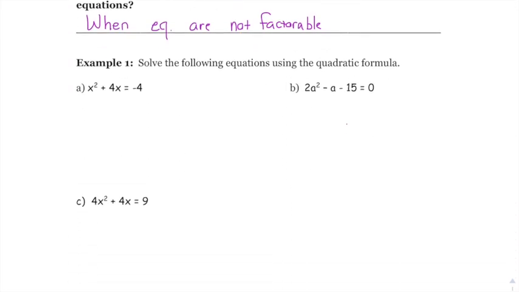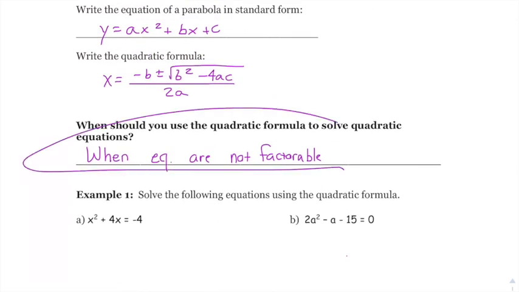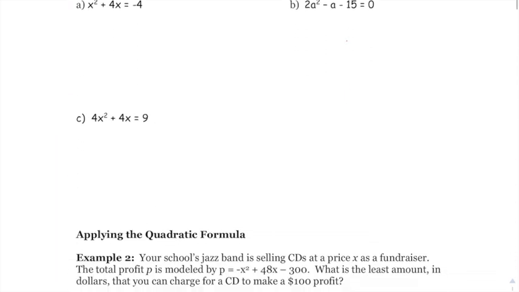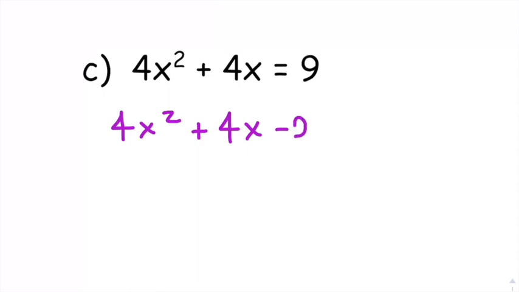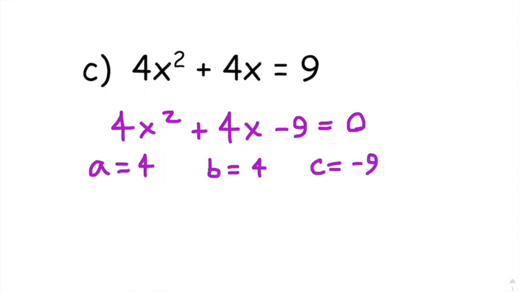So now in this video here, I'm going to actually do something different. I'm going to go out of order here just to kind of show you one of these equations that's not factorable. So I'm going to actually skip on to C real quick. And just like the last couple of days here, we've been talking about that you need to first of all have the equation equal to 0. So we're going to subtract 9 from both sides, have it set equal to 0. You're going to label your A, B, and C values. So A is 4, B is 4, and then C is negative 9.